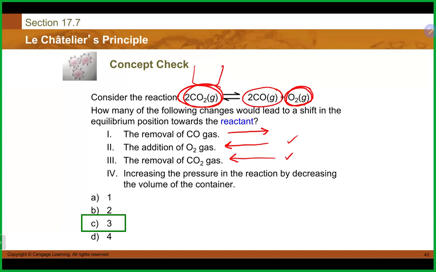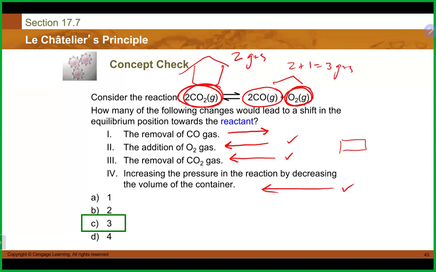And if we increase the pressure in this container, that means, again, we will have a smaller volume. So gas molecules on the left here are 2, and gas molecules on the right are 2 plus 1 is 3. And that would cause this guy to shift to the left. So it is really 2, 3, and 4 here that's going to cause it to shift to the left-hand side or the reactant side. Any questions on that one there?